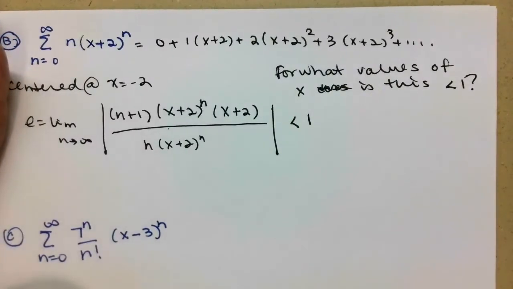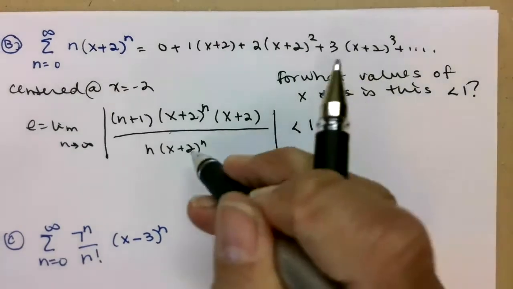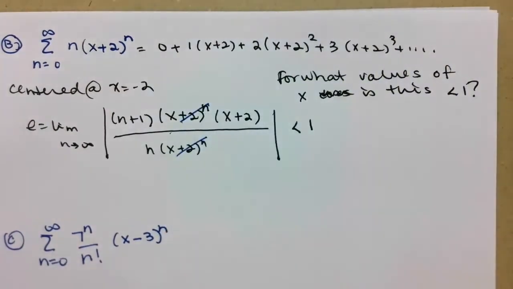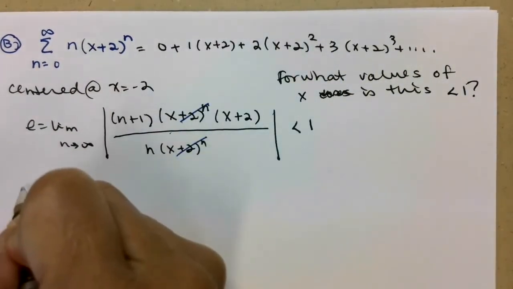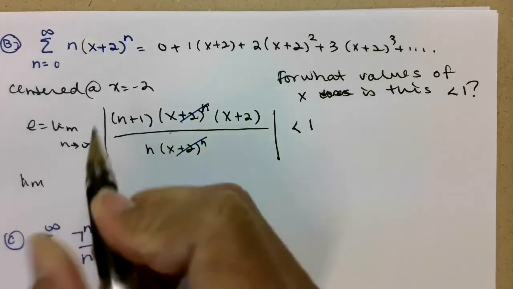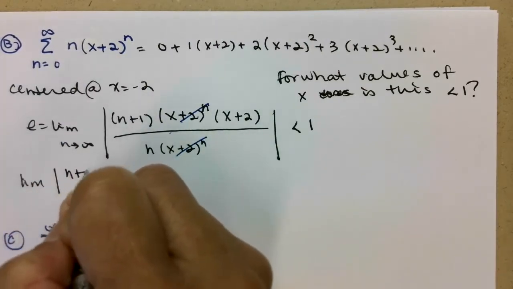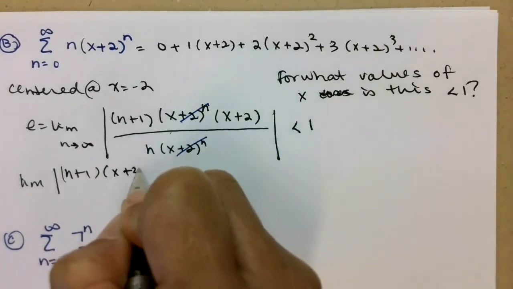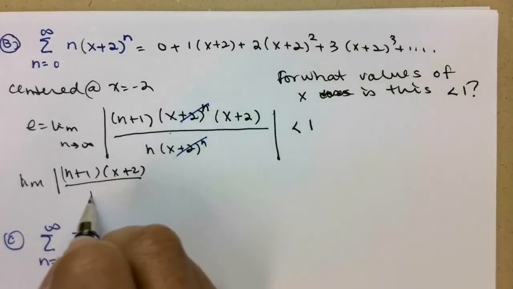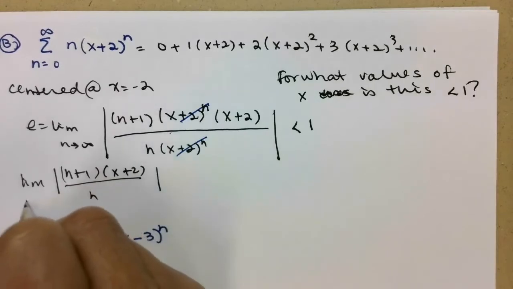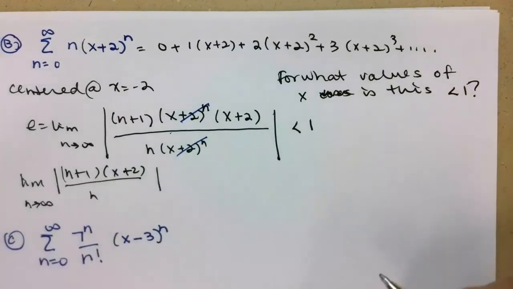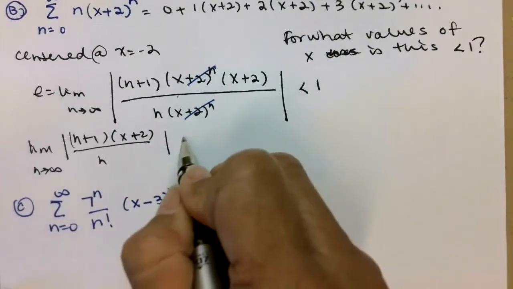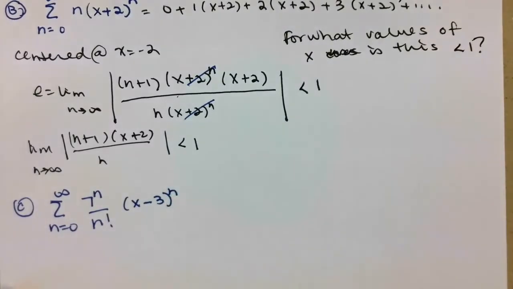So go through and cancel out your common factors. So now we're going to take the limit of n plus 1, parentheses, x plus 2, and I've got an n in the bottom. And we're taking the limit as n gets super big. Right? And when is this less than 1?